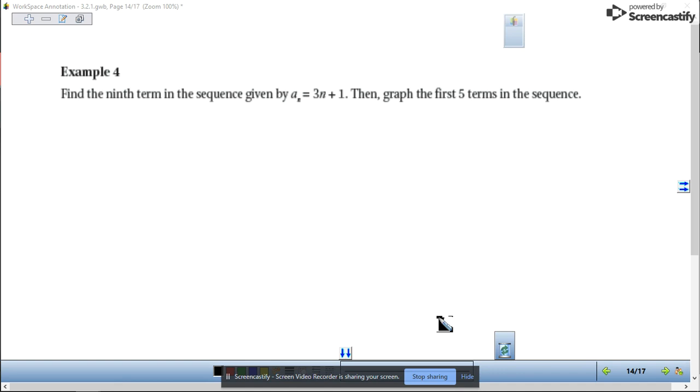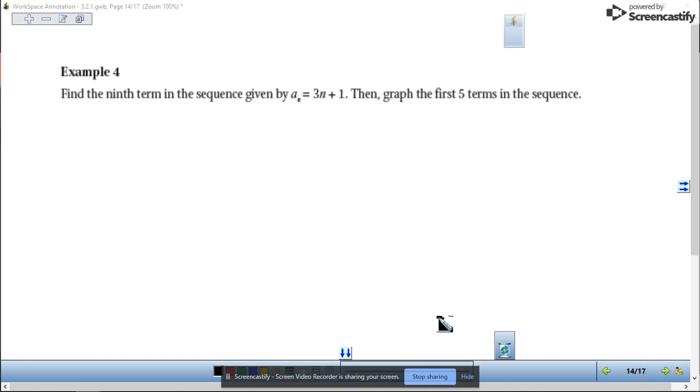Alright, now in example 4, sometimes you are asked to use the explicit formula. How would you recognize the difference between the explicit and recursive? Well, if you're not given a list of terms, it's pretty hard to define it recursively, or find the next term recursively, because it's hard to figure out what the previous term was if you don't have a list of terms, or if you don't know at least one term.